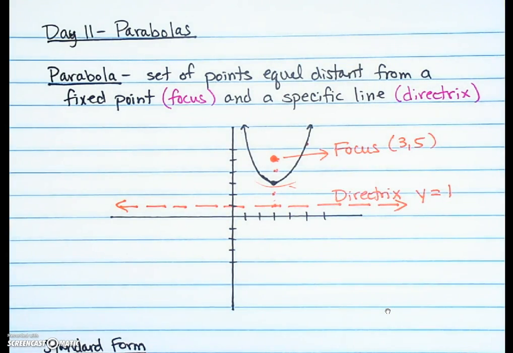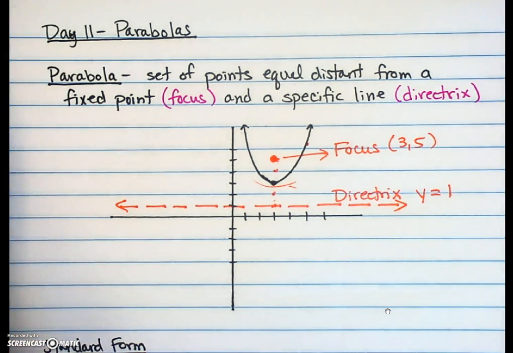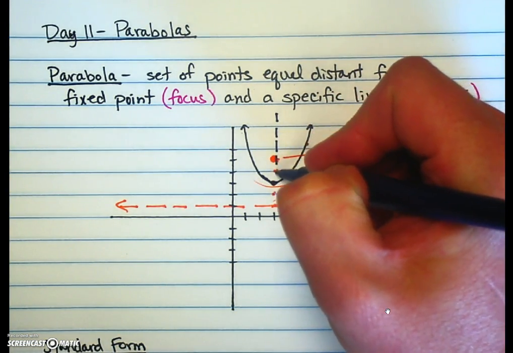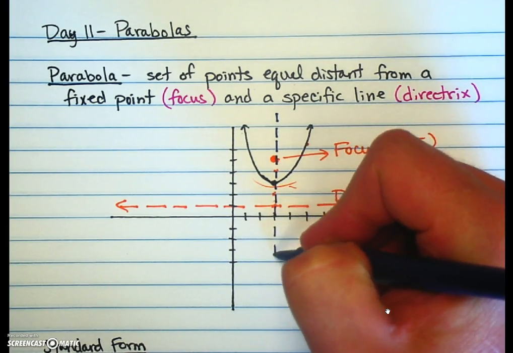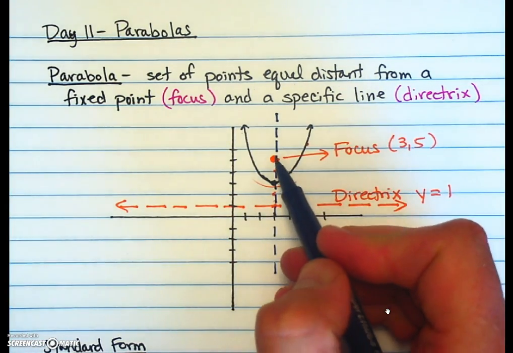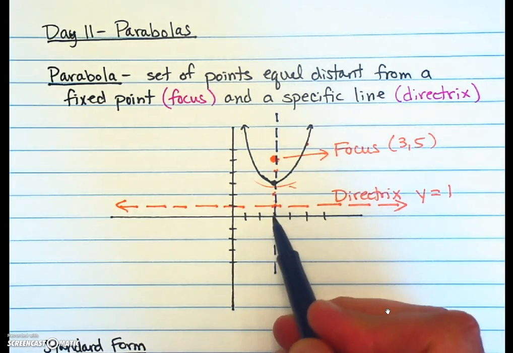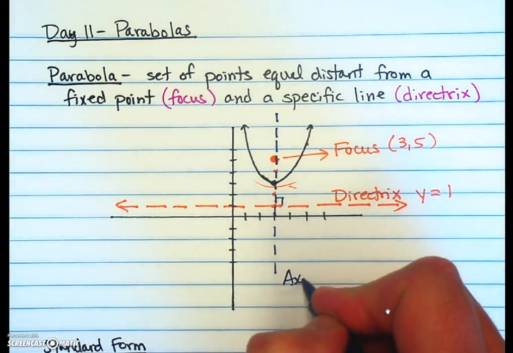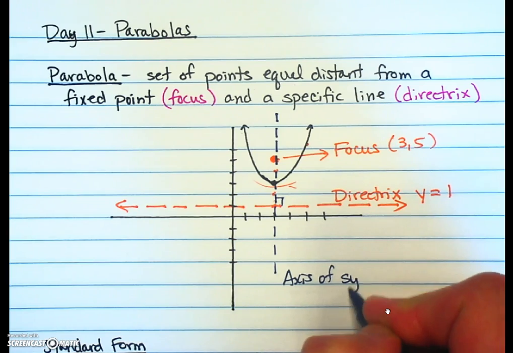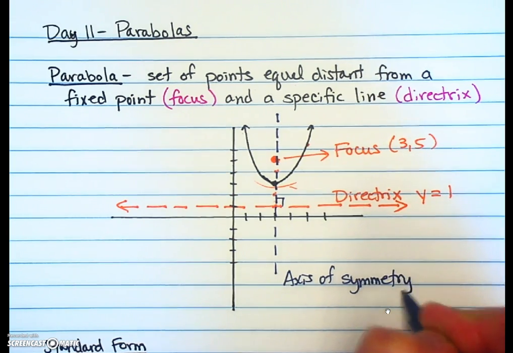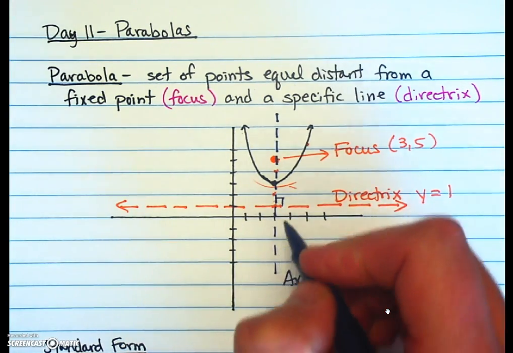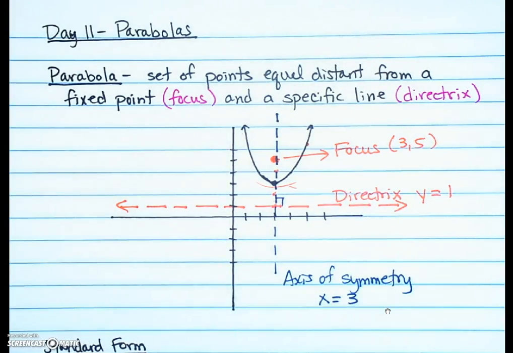Okay? So those are the 2 main things. The other thing that I do want to label is what's called the axis of symmetry. The axis of symmetry actually runs right through the middle of the parabola. It goes through the focal point, it goes through the vertex, and it's perpendicular to my directrix. So this is my axis of symmetry. And in this case, it's a vertical line, so that would be labeled as x equals, and it goes through 3. So that is x equals 3 for the example that I have up here.